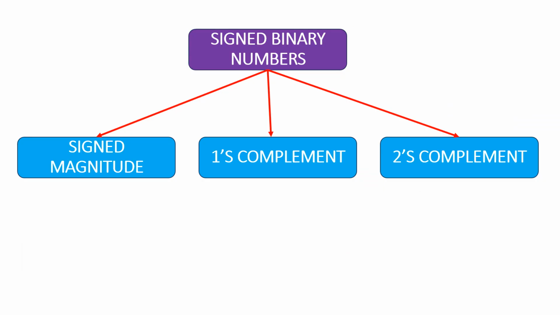Signed binary numbers can be represented in three forms: signed magnitude, ones complement, and twos complement. In a signed magnitude system, a number is represented in two parts.